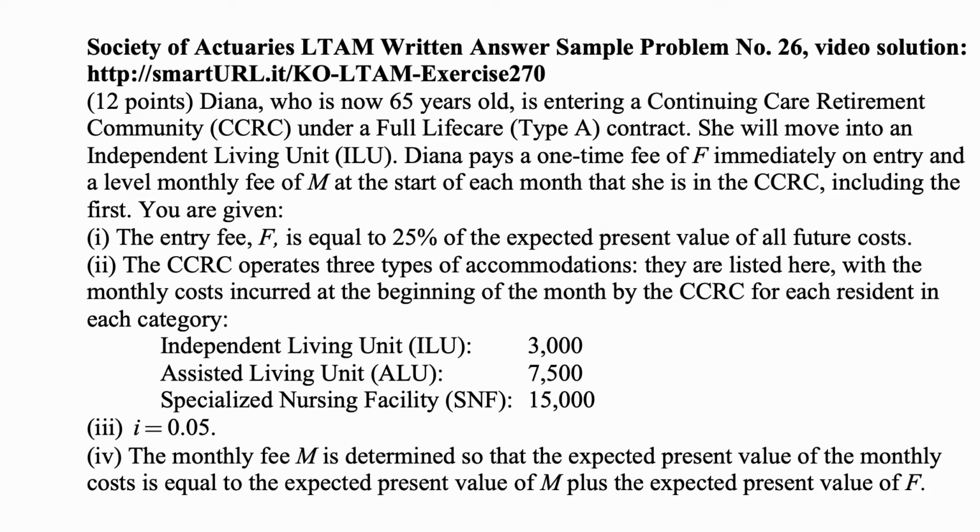The CCRC operates three types of accommodations. They are listed here with the monthly costs incurred at the beginning of the month by the CCRC for each resident in each category. Independent Living Unit, or ILU, $3,000. Assisted Living Unit, or ALU, $7,500. Specialized Nursing Facility, SNF, $15,000. Interest rate is 5%. The monthly fee M is determined so that the expected present value of the monthly cost is equal to the expected present value of M plus the expected present value of F.